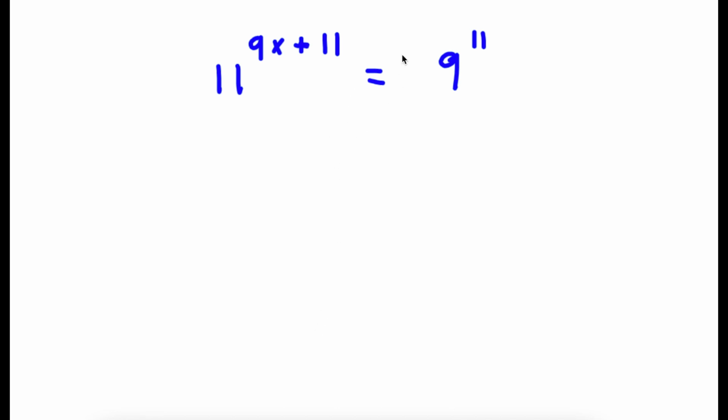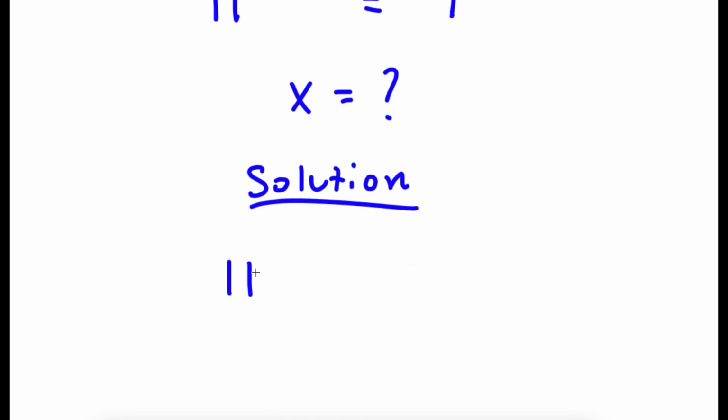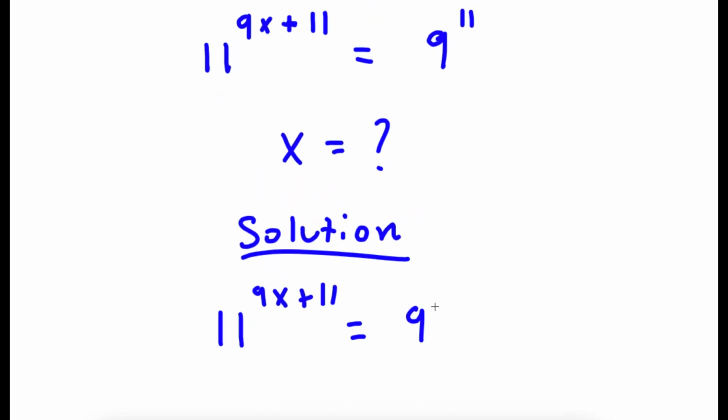Alright, so in this problem, I have 11 to the power of 9x plus 11 is equal to 9 to the power of 11. So I want to find the value of x here. So for my solution, first start with 11 to the power of 9x plus 11 is equal to 9 to the power of 11.